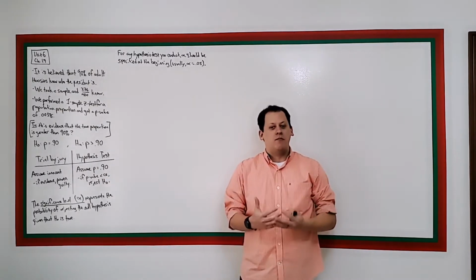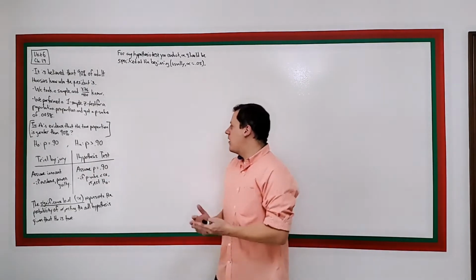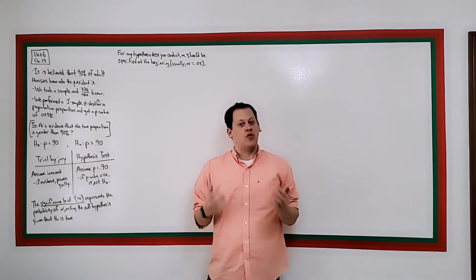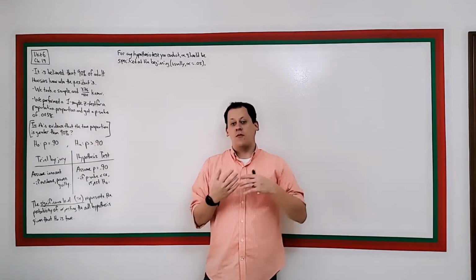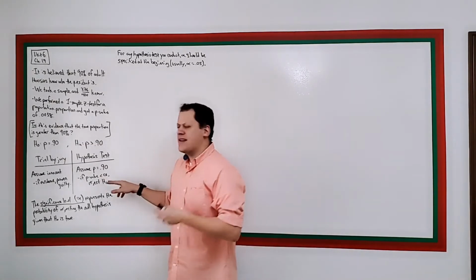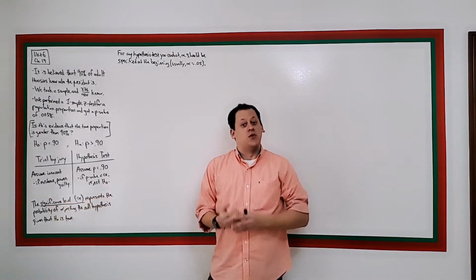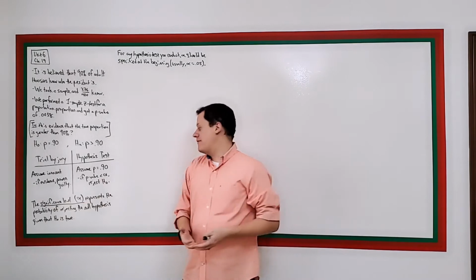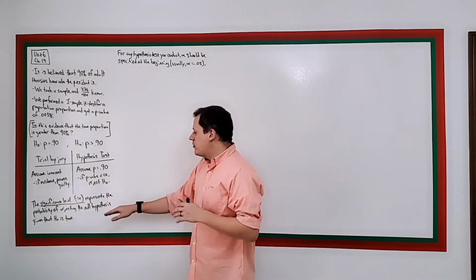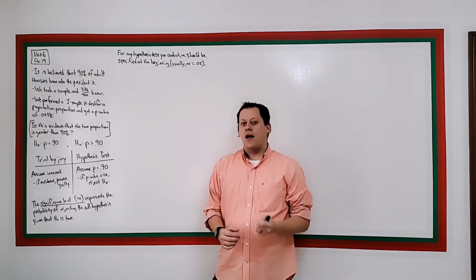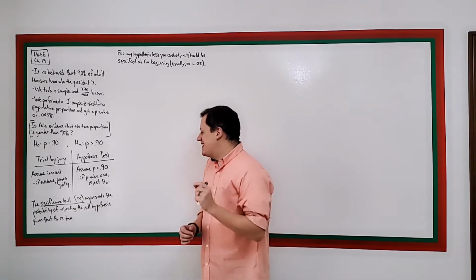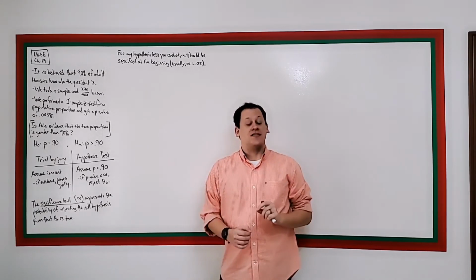So we will make our decision about whether the null hypothesis is appropriate based on whether our p-value is less than alpha. The significance level, which is denoted by the Greek letter alpha, represents the probability of rejecting the null hypothesis given that the null hypothesis is true.